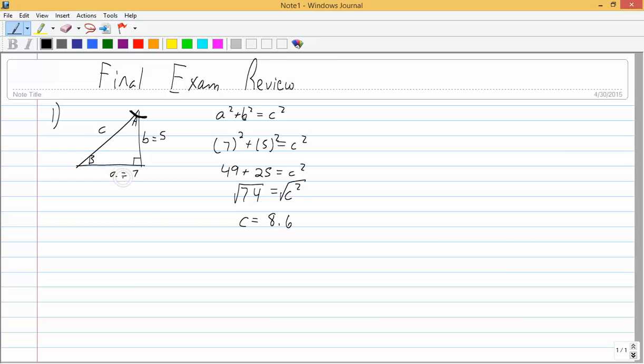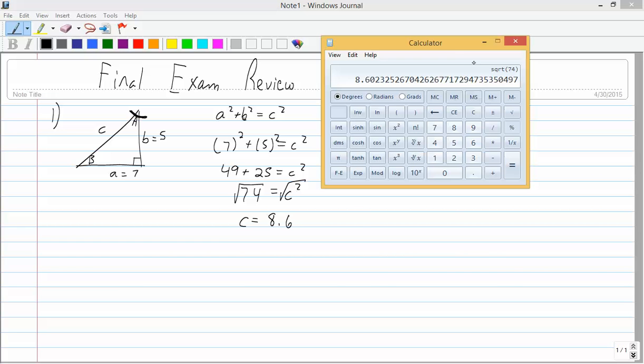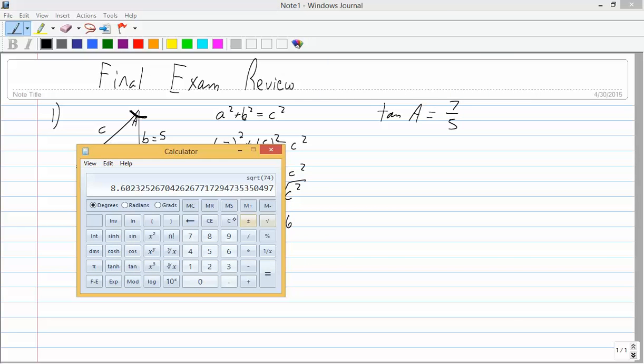Remember, opposite over adjacent to an angle is tangent. So the tangent of A is equal to the opposite side over the adjacent side. So if you do that in your calculator, you say 7 divided by 5, and then do inverse tangent. In those calculators you do second, tangent. That'll give you the angle measure. So 54.46 degrees.